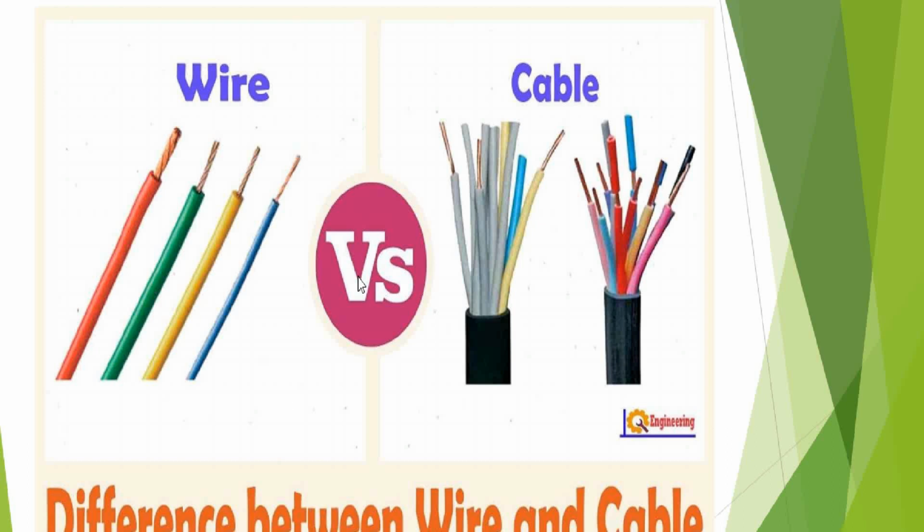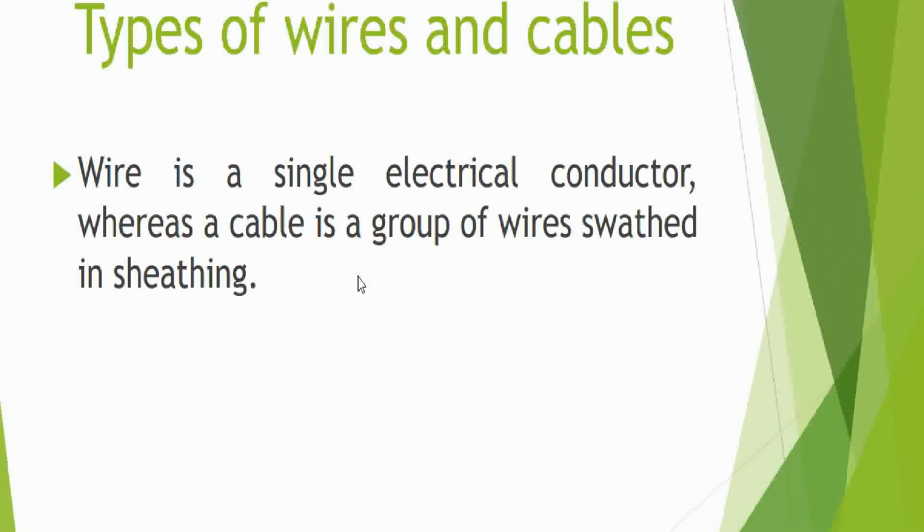Now let us see wires and cable. The next topic is, till now we have seen switchgear systems. So what types of switchgear systems are we having? A switchgear, fuse unit, and your circuit breaker. In the circuit breaker we are having MCB, that is your miniature circuit breaker, ELCB, and your MCCB.